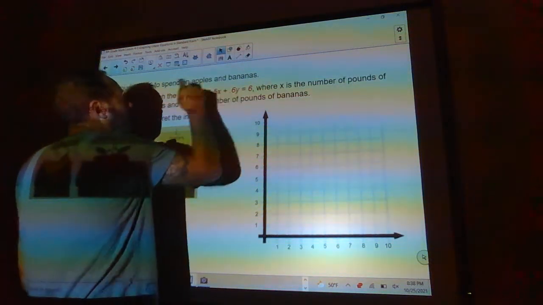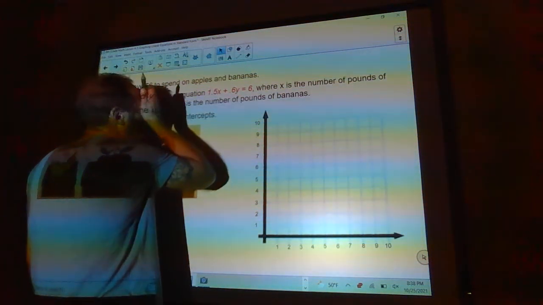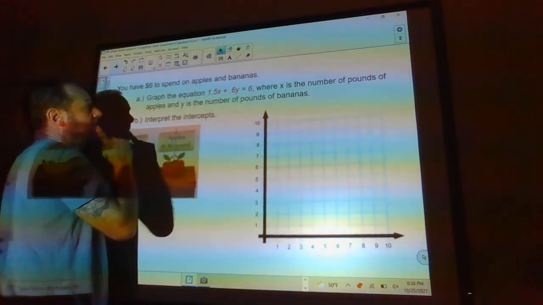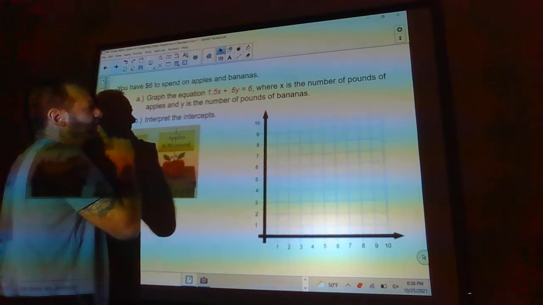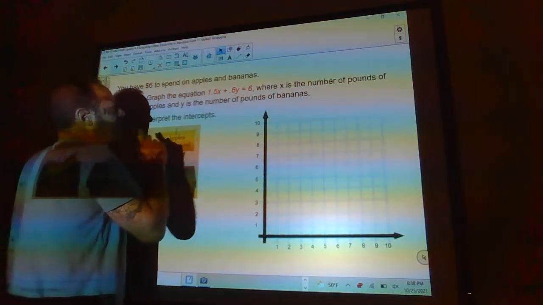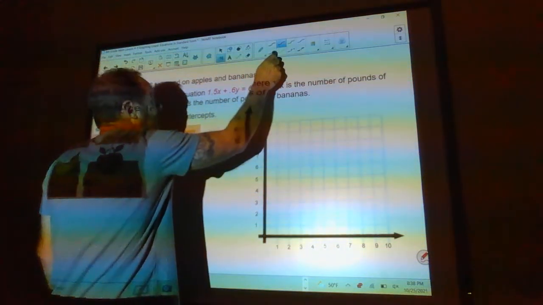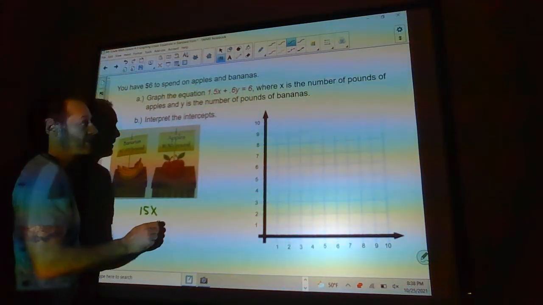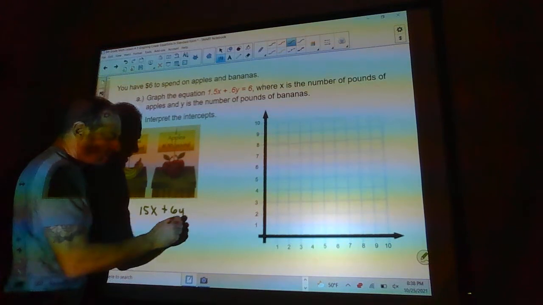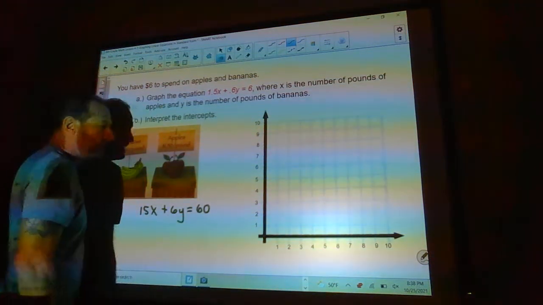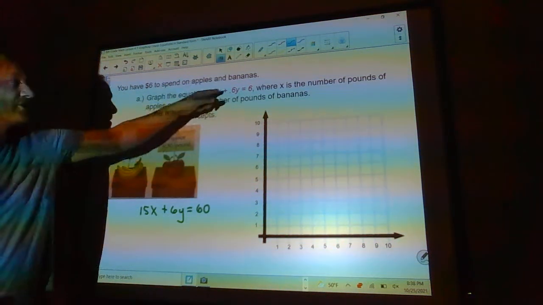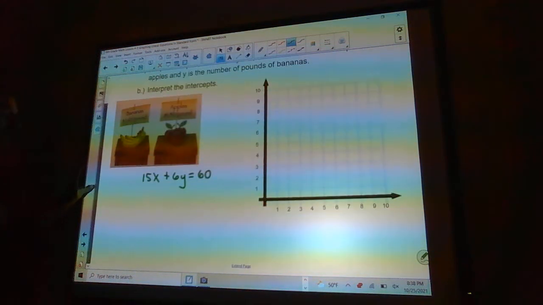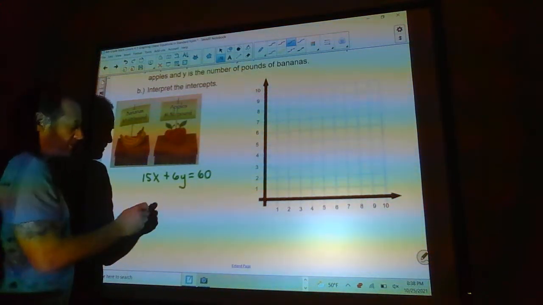Okay, so here's what I would do on this one. I don't really like the decimals here. I want to multiply. I can multiply the whole equation by 10. So I would get 15x plus 6y is 60. That's the same equation as that. Okay. Now I don't have any decimals to worry about, so I can make a table.